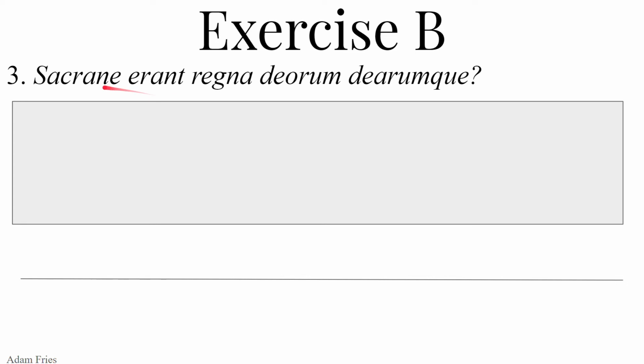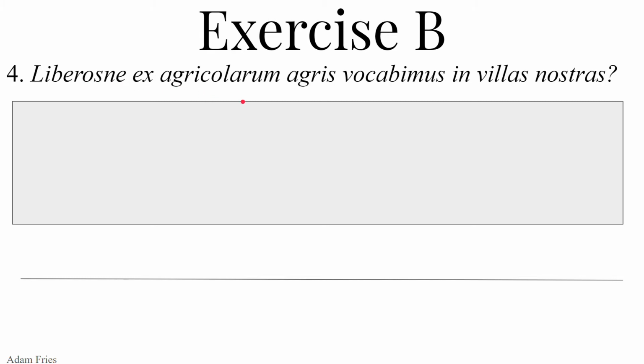So, sacrane erant regna deorum dearumque. Were the kingdoms of the gods and goddesses sacred? Were sacred the kingdoms of the gods and goddesses? Sure, why not? Optime. Quarta sententia quarta.